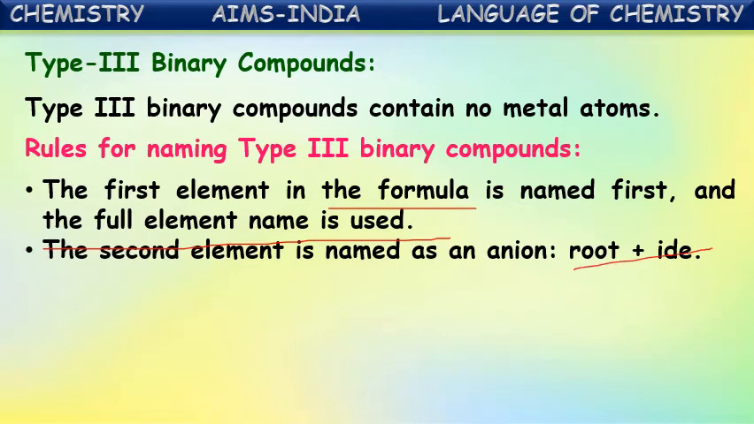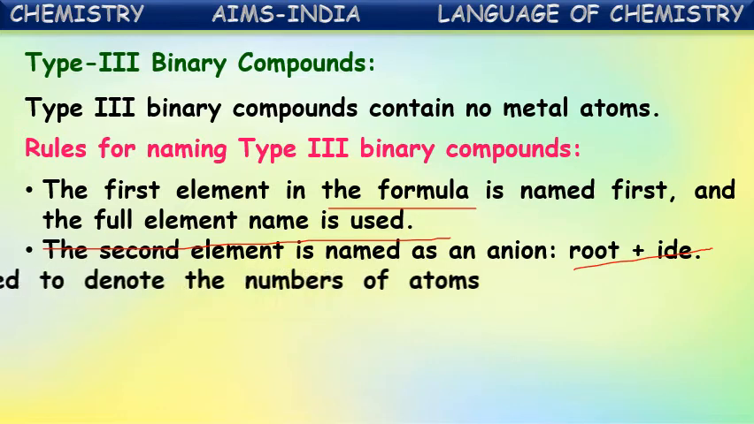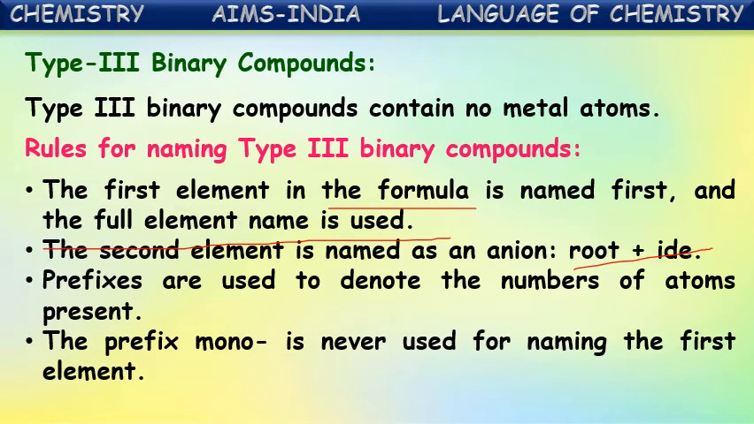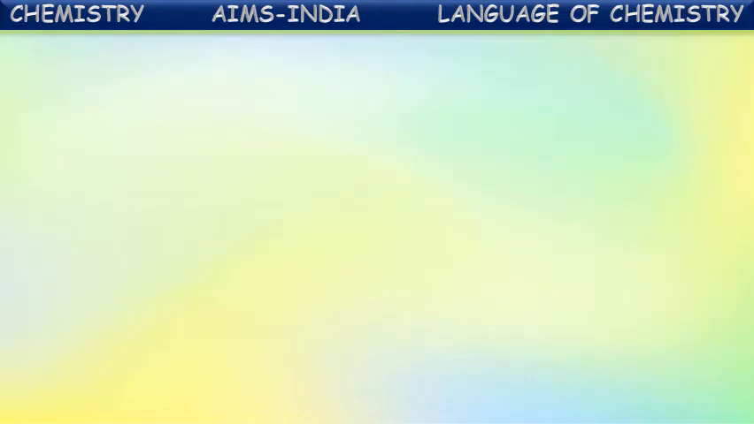Root plus ide. Root means the initial name. Chlorine means chlor. Sulfur means sulf. Like that, that is called root. Prefixes are used to denote the number of atoms present. These are just rules, ma. While writing the name, you will understand better. The prefix mono is never used for naming the first element.